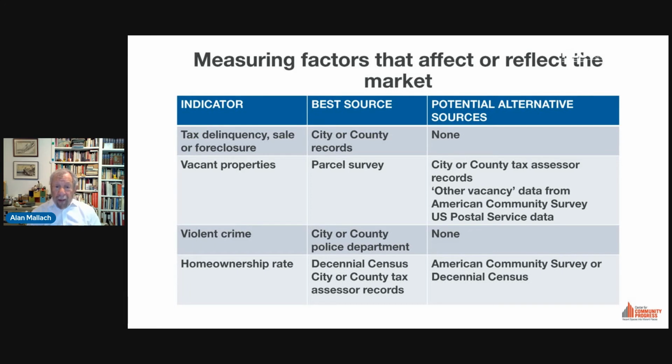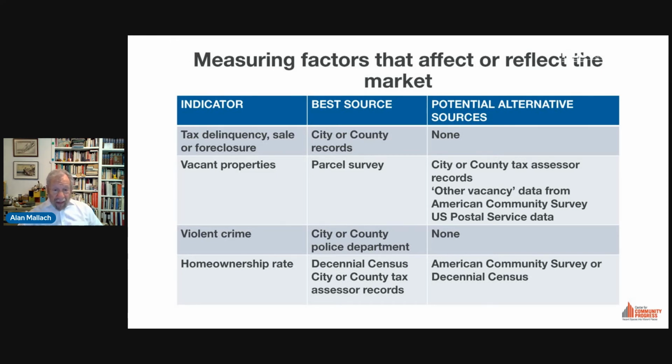And then vacant properties, what a lot of communities have done lately, and it is well worth it, it takes less time and effort than you might think, are actually getting out and doing a parcel survey and recruiting people, giving them a day of training, and walking or driving down the streets, classifying whether properties are vacant, and also in the process, identifying properties that are seriously substandard, even though they may be occupied.